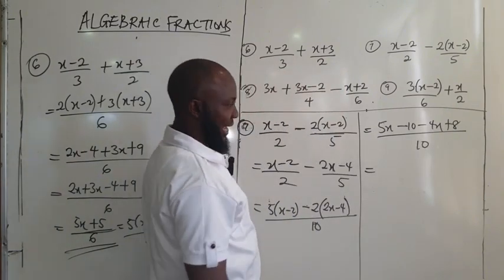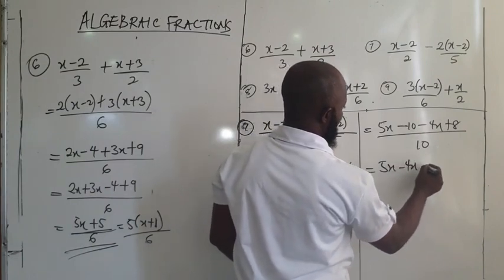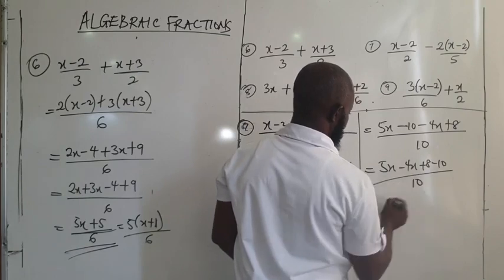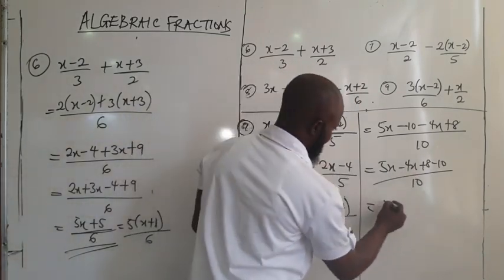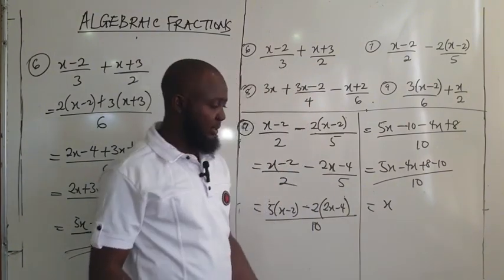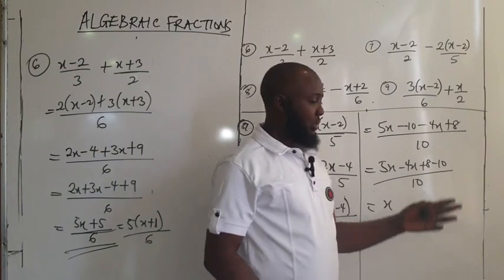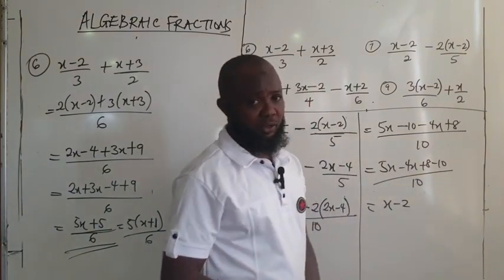So from here we collect like terms, which is 5x minus 4x plus 8 minus 10, divided by 10. So 5x minus 4x gives us x. That is 1x, same as x. Then plus 8 minus 10. Plus 8 minus 10 will give us what? Minus 2.